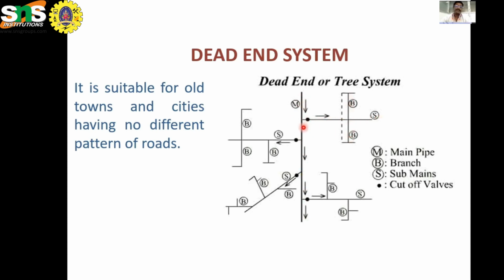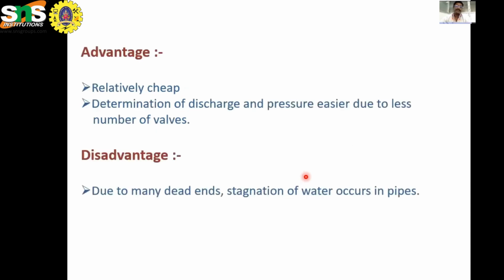The main and the submain or the branch will be controlled by the cut-off valve or control valve. So this will be a pipe network along the side of the road. As I said earlier, it will be applicable for old cities. So what are the advantages? Relatively very cheap, because we are going to lay only one pipe and we will get the supply.